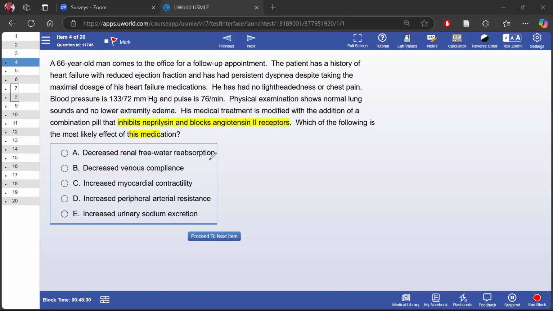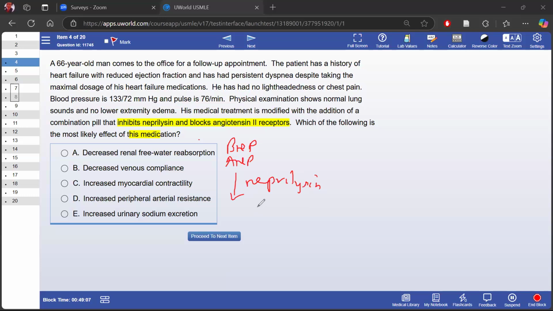So we need to go back a little bit and ask ourselves, what does neprilysin do normally? Who remembers? What is the function of neprilysin? Neprilysin does what normally? I think it inhibits ANP and BNP. Right, neprilysin breaks down, yes. So it takes BNP, ANP, which neprilysin degrades.